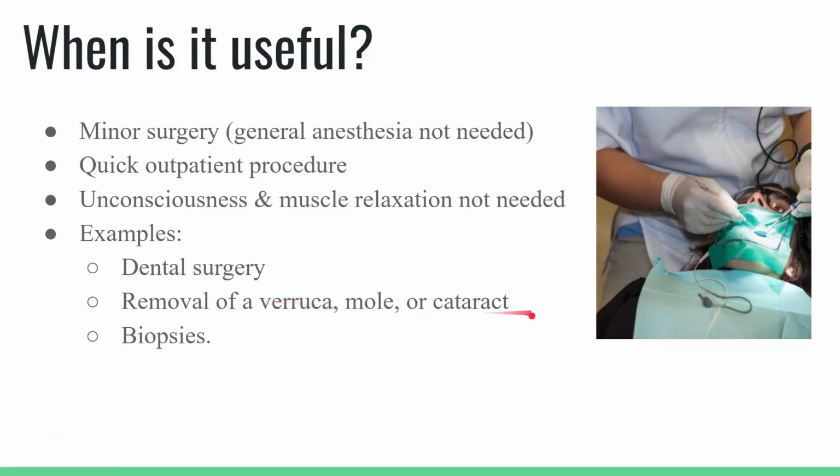For example, this root canal operation اللي هو سحب العصب. This is one example of when local anesthesia is very useful. Or the removal of a verruca, mole or cataract اللي هي الثالولة أو الشامات أو الكاتاراكت اللي هي المي البيضاء. This is an ophthalmic procedure. And biopsies اللي هي الخزعات. These are also very quick. They're sometimes painful, so local anesthetics can be useful in this case.